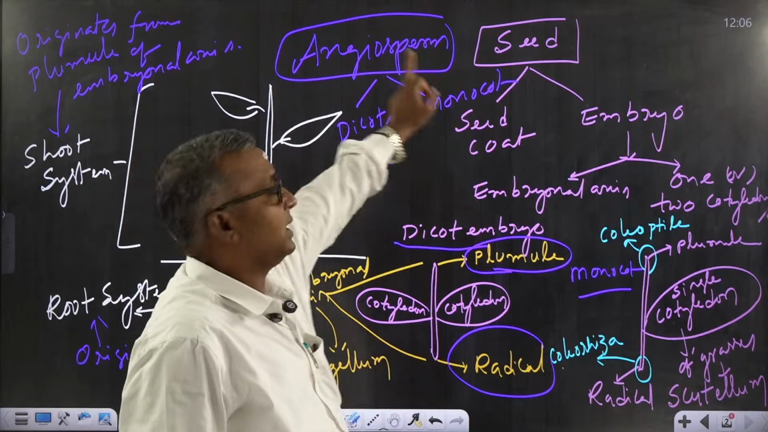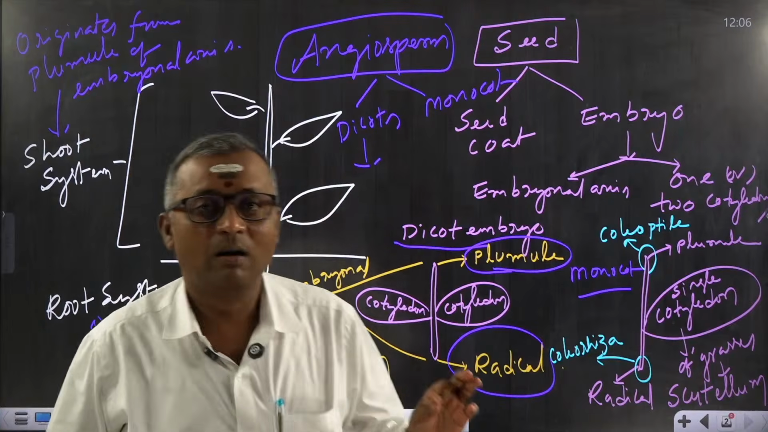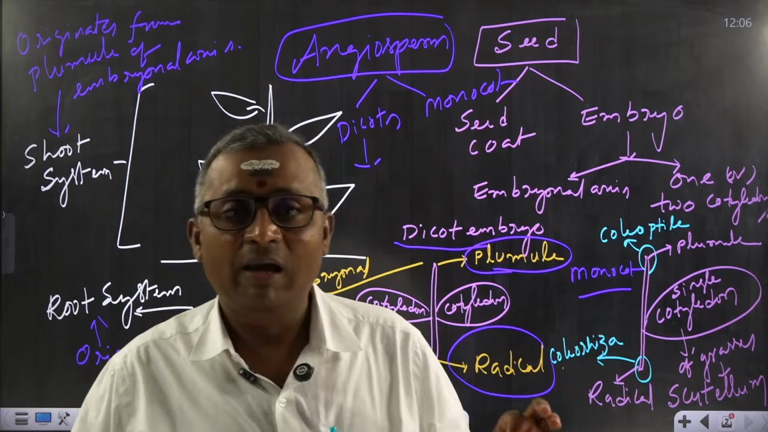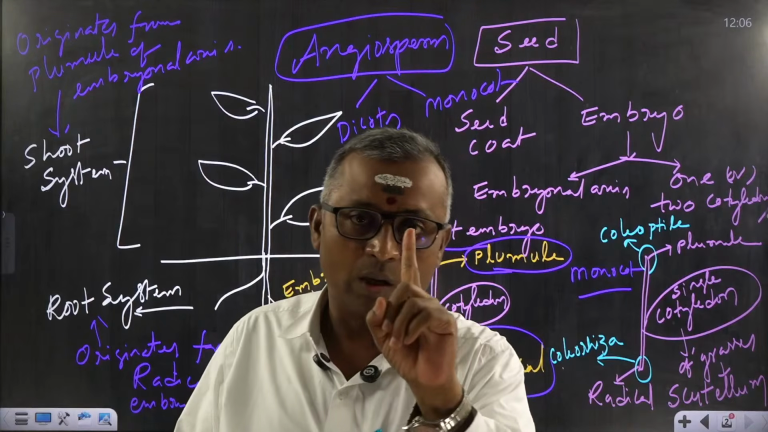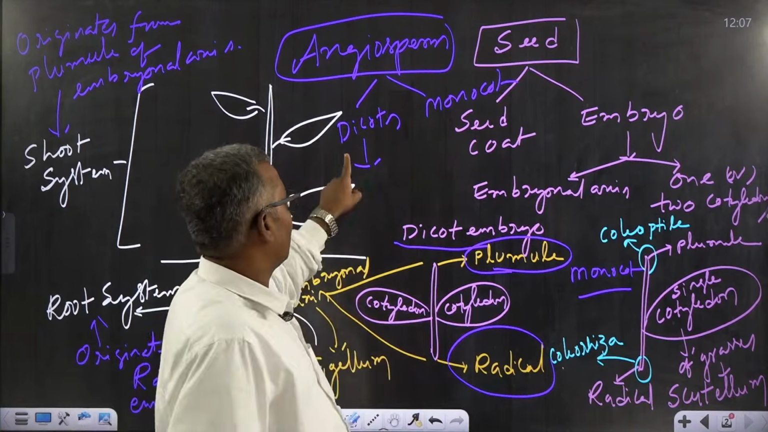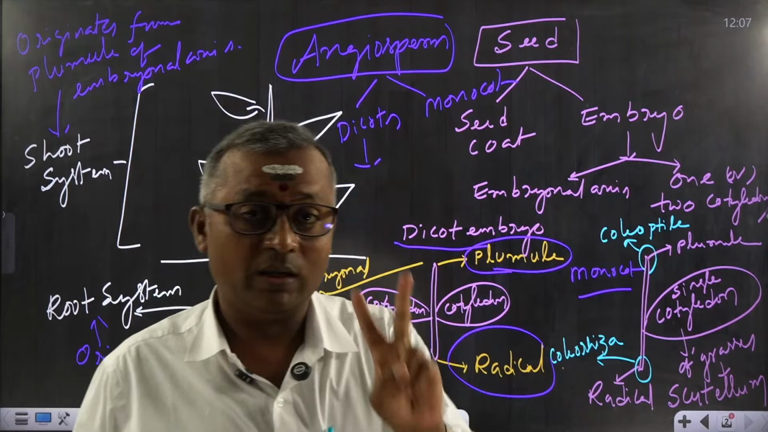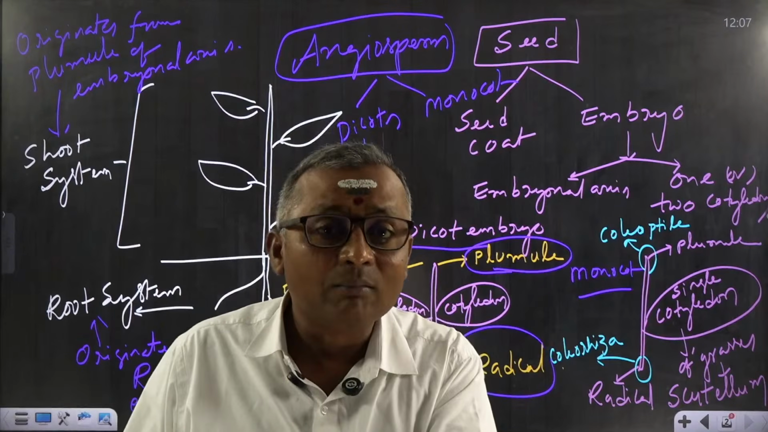One is dicots and the other one is monocots. What do you mean by dicots? Dicots are those where the seed contains two cotyledons. Dicots are those where the seed contains how many cotyledons? Two cotyledons.